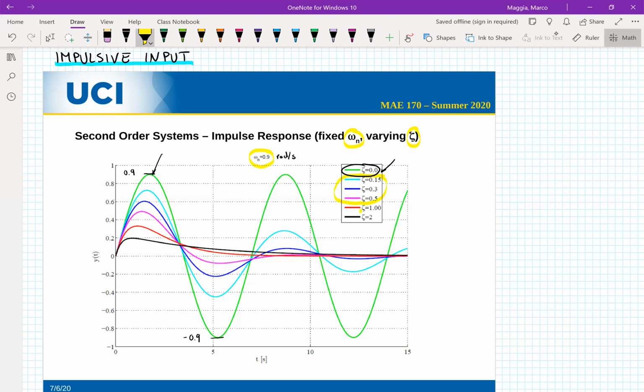As soon as we hit zeta equal 1, then we don't have the oscillating nature of the plot anymore, because now, as I described earlier, we start going up, and then eventually we settle towards 0. If we increase the damping ratio further, for values higher than 1, then we don't have as high a peak, but it's going to take more time to decay to 0, as you can see from the curve in black.